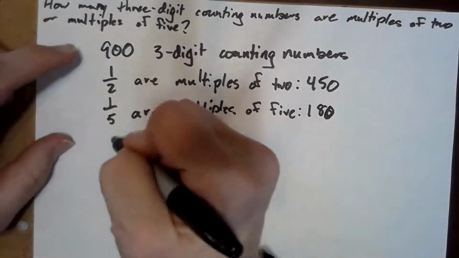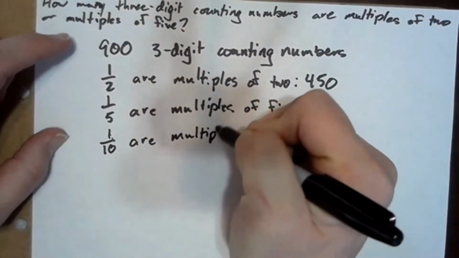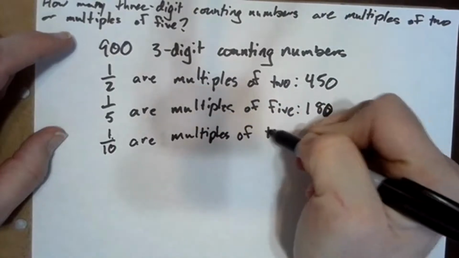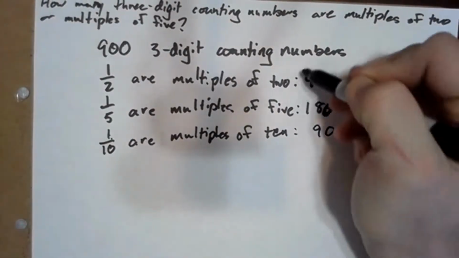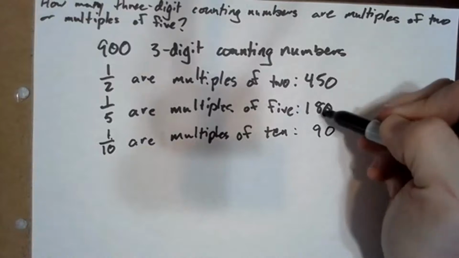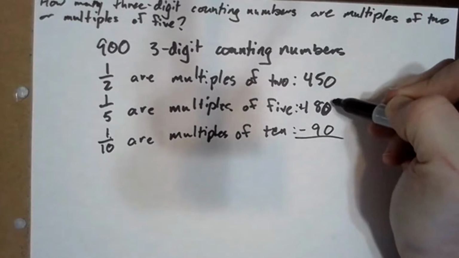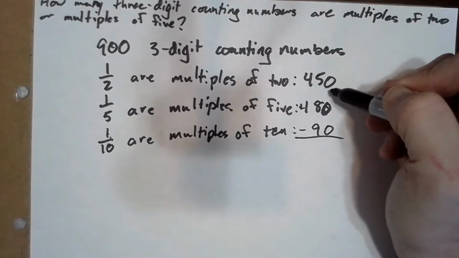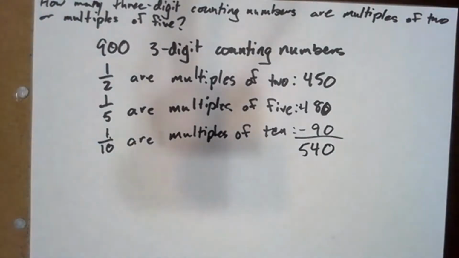1/10 of these numbers are multiples of 10, which means they are multiples of both 2 and 5, and that's 90. So we're going to add up 450 and 180 and subtract 90. Okay, so 450 plus 180 is 630. 630 minus 90 is 540. There are 540 3-digit counting numbers that are multiples of 2 or multiples of 5.